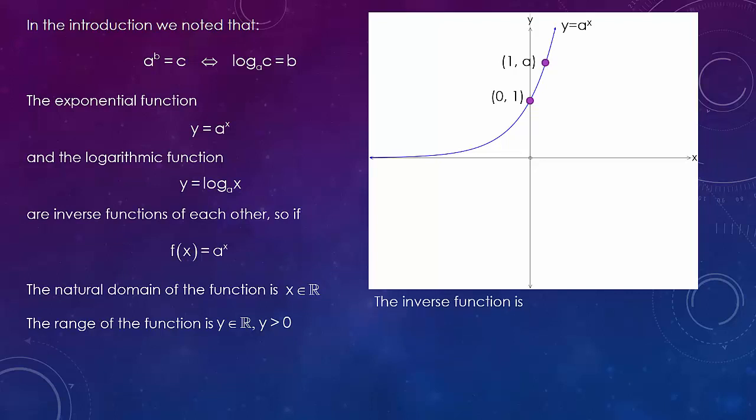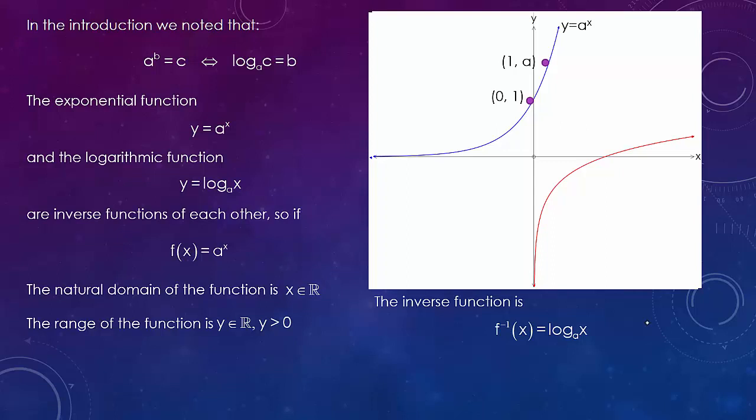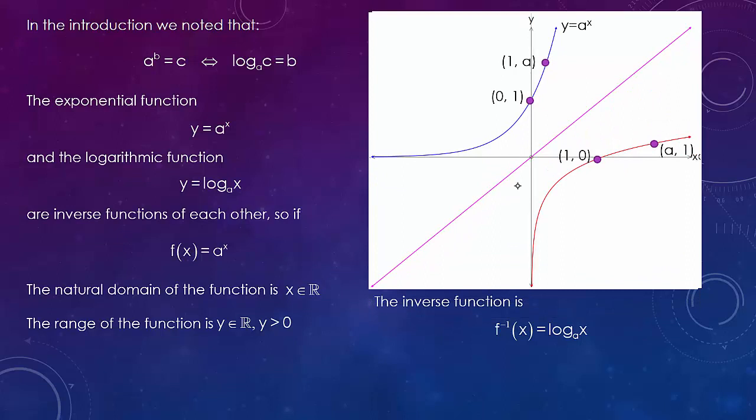The inverse function is log to the base a of x. So if we bring in the graph of that, which is in red here, then it would go through 1, 0 and a, 1. And we can get those both by considerations of logs and from the fact that we know that that's a reflection in the line y equals x. So if you reflect 0, 1 in y equals x, it becomes 1, 0, and 1, a would become a, 1.